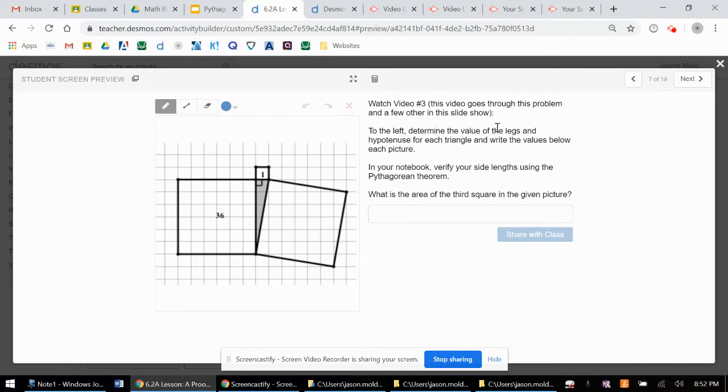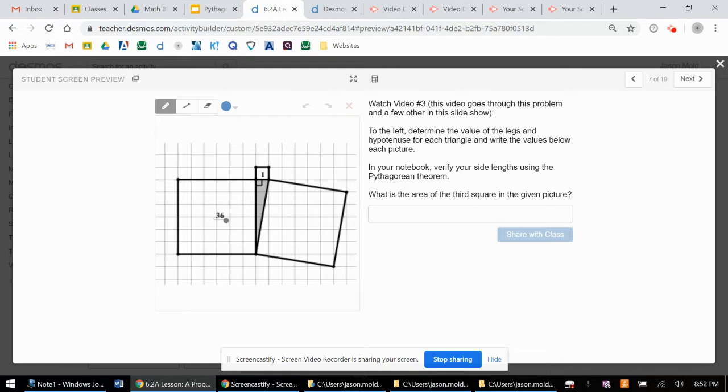It says to the left, determine the value of the legs and the hypotenuse for each triangle and write the values below the picture. In your notebook, we're also going to verify your side lengths using the Pythagorean theorem. And then the final question is, what is the area of the third square in the given picture?